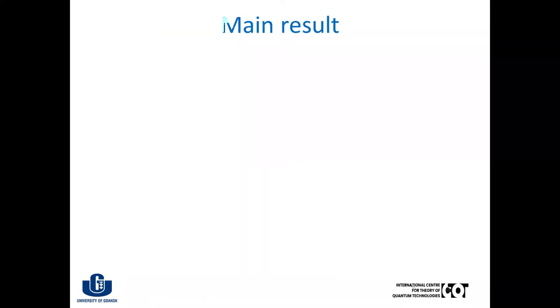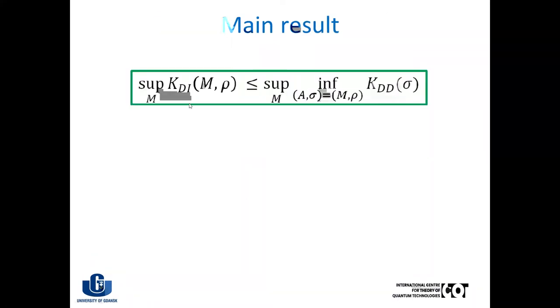Okay, so the main result is that we can upper bound this KDI, the device independent key of the device M rho, where I take the supremum over measurements, by a function which takes the supremum over measurements and the infimum over the attacking devices A and sigma that mimic my device M rho, of the device dependent key of sigma. So you see, I take the device dependent key, but not of rho, but of the attacking state that Eve has chosen.